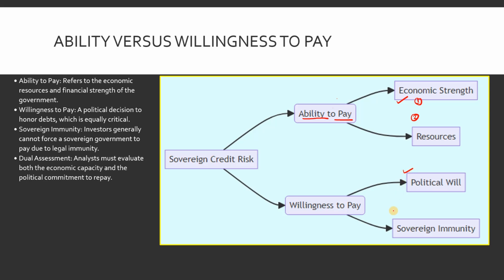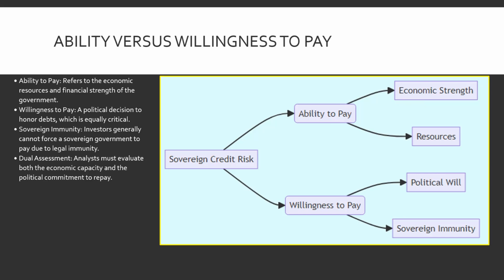In my experience, most defaults aren't caused by a total lack of money, but by a political shift where the government decides that paying foreign bankers is less important than domestic social spending. As an analyst, you must be as much a political scientist as you are an economist to truly understand where a country sits on this risk spectrum.